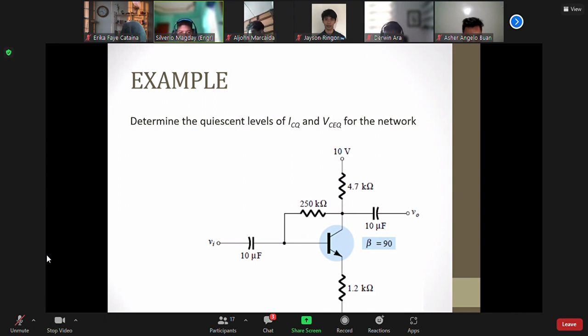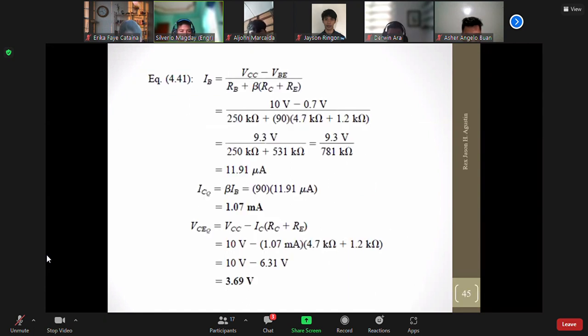So for your VCE, just do KVL here. So VCC minus your ICRC, and then your ICRE or your IERE, wherein IC is equal to IE as well. So we have your VCEQ at 3.69 and your ICQ at 1.07.